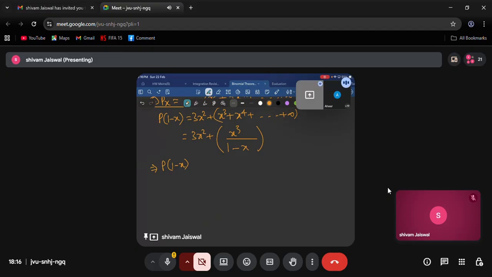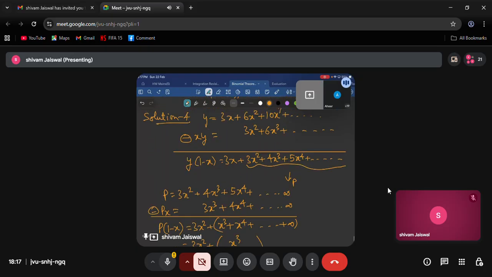Yes, sir. So p into 1 minus x will be equal to 3x square. Okay, so over here 1 minus x is LCM. Numerator would be 3x square minus 3x cube plus x cube. Okay, so P will be equal to 3x square minus 2x cube upon 1 minus x whole square. Is there any way nothing is getting cancelled? No. Okay.